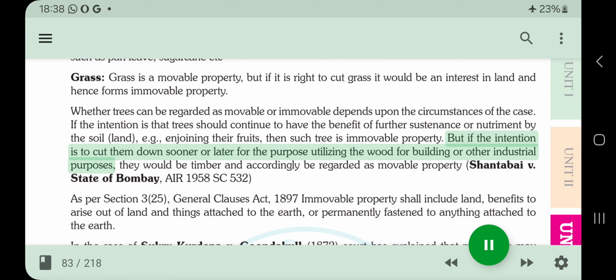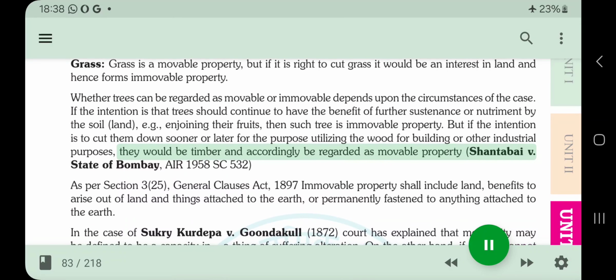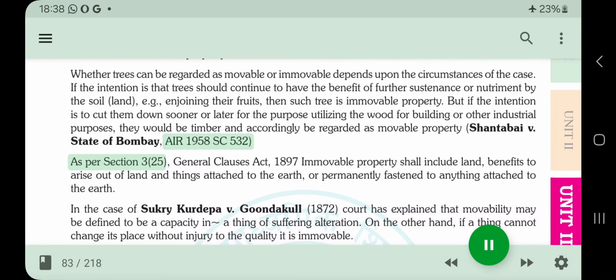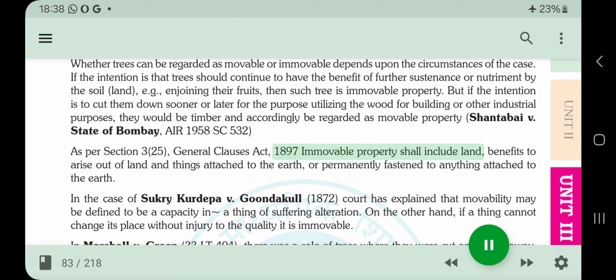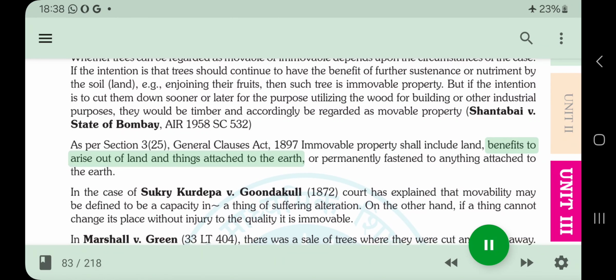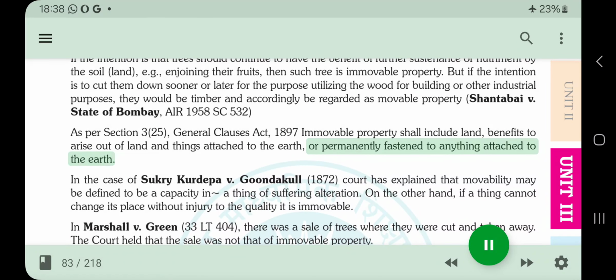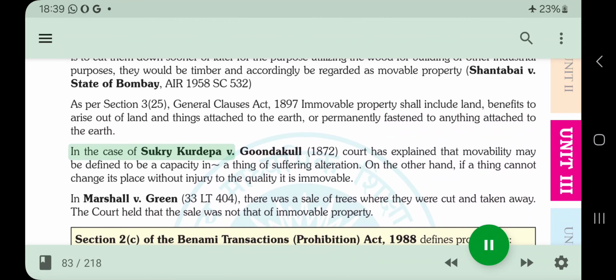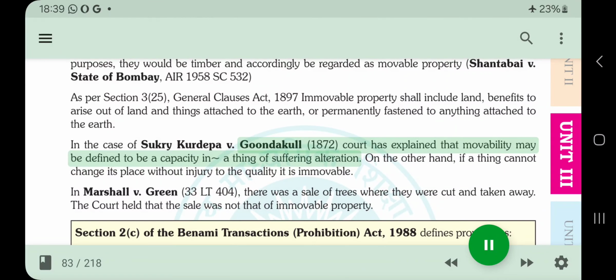But if the intention is to cut them down sooner or later for the purpose of utilizing the wood for building or other industrial purposes, they would be timber and accordingly be regarded as movable property. Shantabai v. State of Bombay, AIR 1958 SC 532. As per Section 3(25), General Clauses Act, 1897, an immovable property shall include land, benefits to arise out of land and things attached to the earth, or permanently fastened to anything attached to the earth. In the case of Sukri Kurdepa vs. Gundakul, 1872, Court has explained that movability may be defined to be a capacity in a thing of suffering alteration.